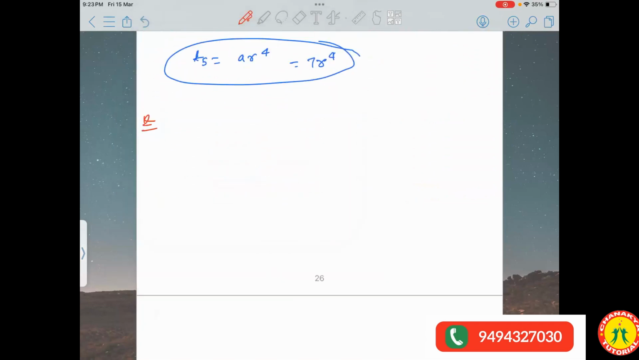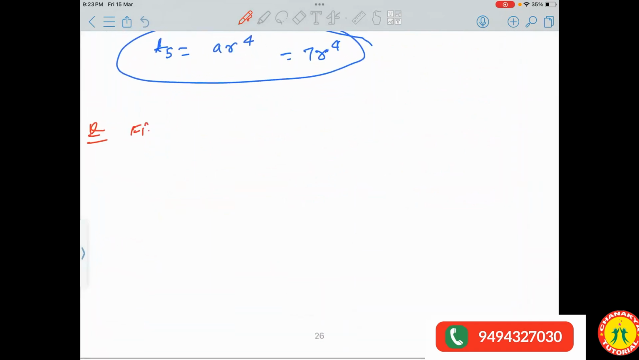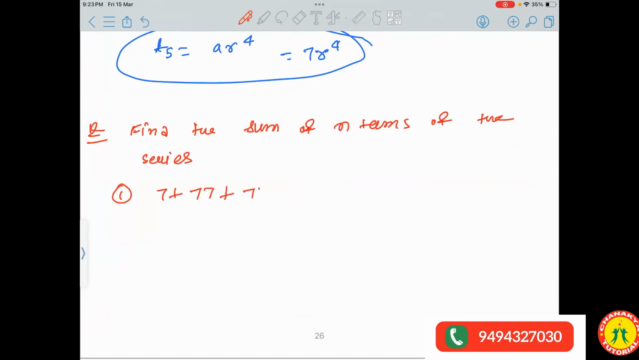Now this is a special series. I need to discuss one more question. Find the sum. I will try to do maximum types of questions of the series. First is 7 plus 77 plus 777 plus like that. One I will solve, and one will be homework: 8 plus 88 plus 888 like that.